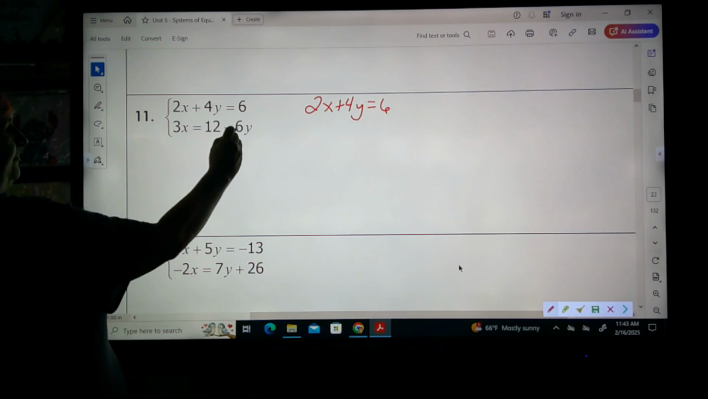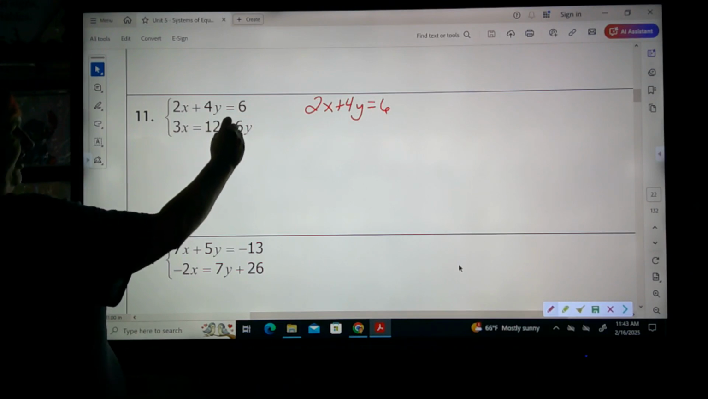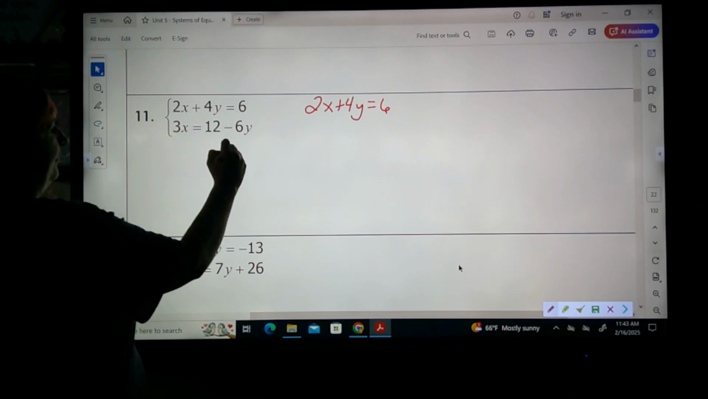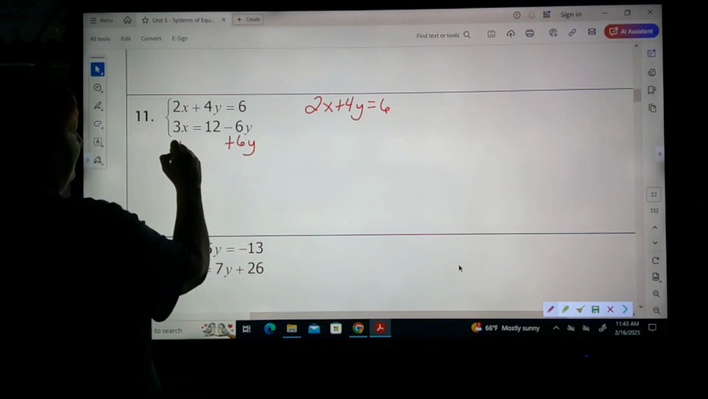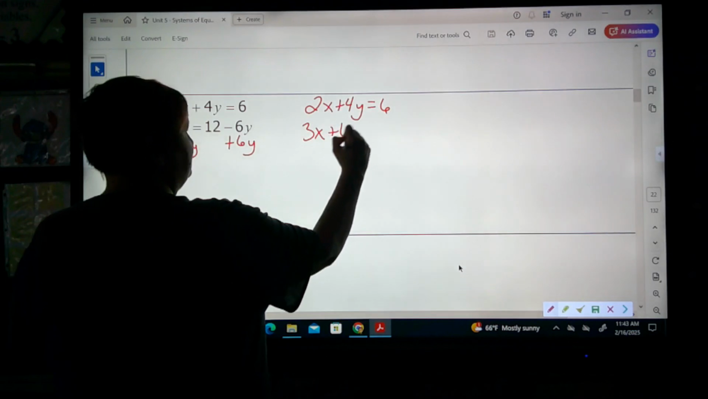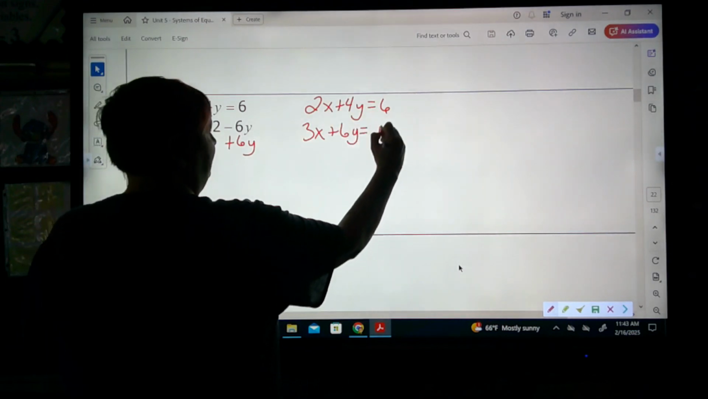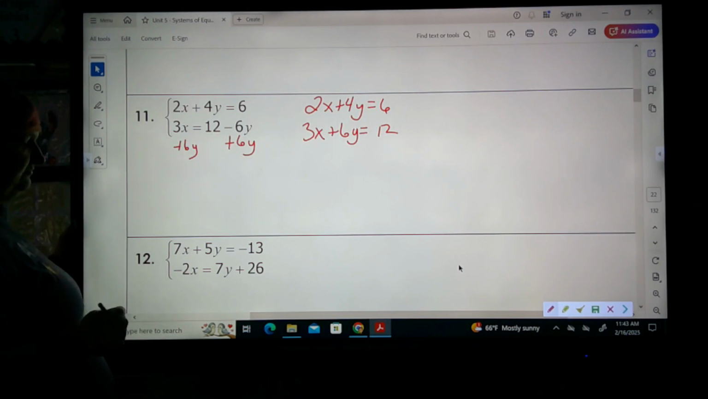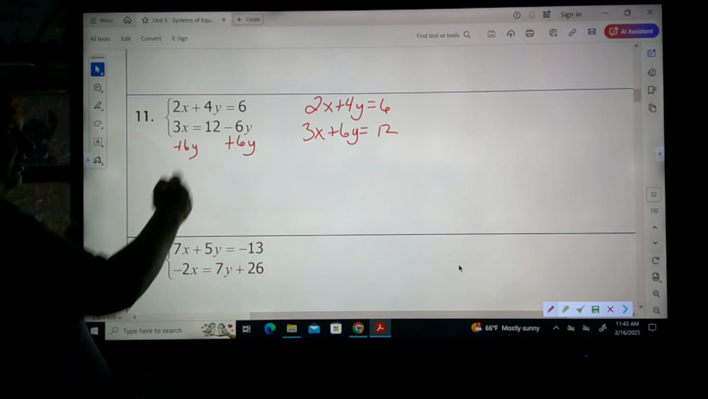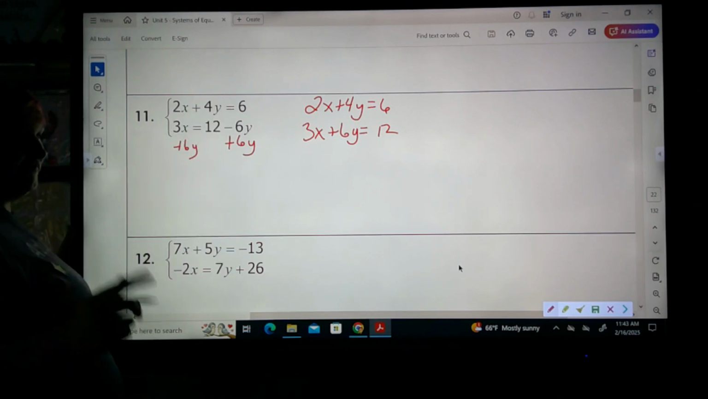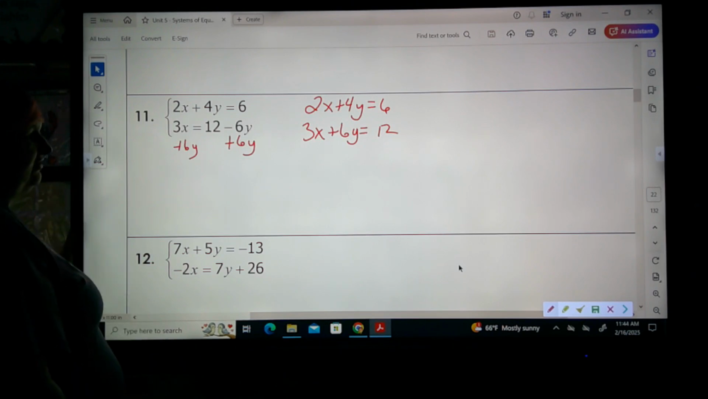And then to make my negative 6y disappear and move back to this side so it can line up, I'm going to add 6y. So that's going to give me 3x plus 6y equals 12. Alright, now they're lined up. Now I can look at them. I knew they weren't lined up because the equal signs were in a different place. They tried to trick us. Don't let them trick you.